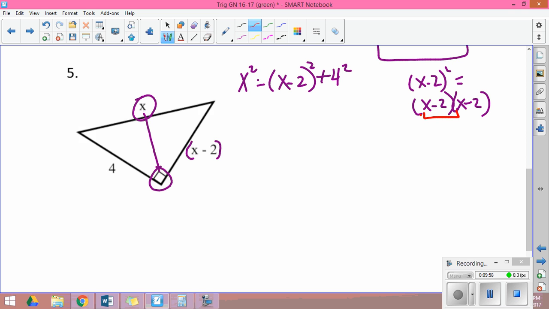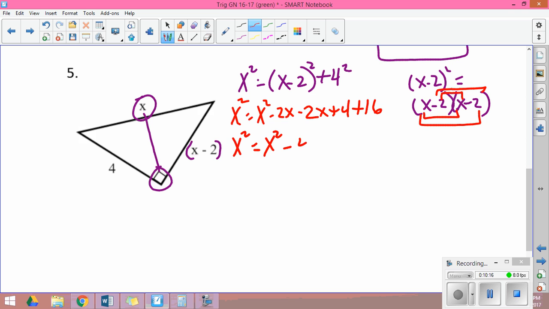First two terms, outside terms, inside terms, last term. So I have x squared is equal to x squared minus 2x plus 4 plus 16. So I've got x squared is equal to x squared minus 4x plus 20. Now, when I have x squared and x, flowchart says set it equal to 0. But when I go to subtract x squared from both sides, I can see that x squared minus x squared is going to cancel. So now really, I just have an x item.